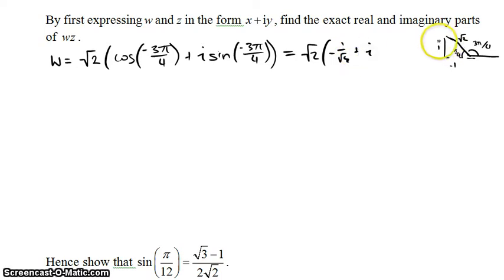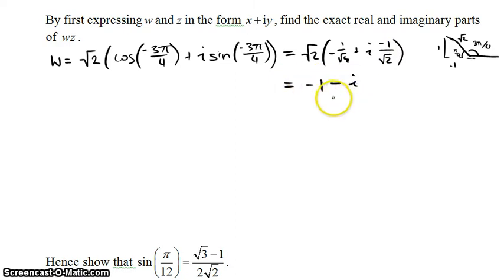plus i, and then you can see sine of minus 3 pi upon 4. But of course, sine of minus 3 pi upon 4 is minus sine of 3 pi upon 4. So this is just actually going to be minus 1 over root 2 as well. And please feel free to go and check these. So the answer here is minus 1 minus i.